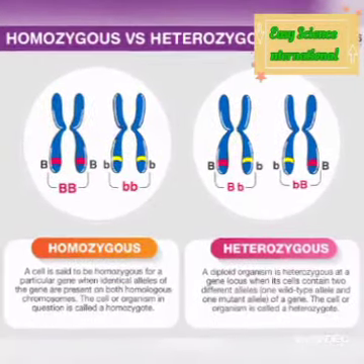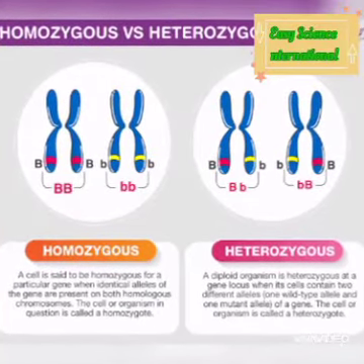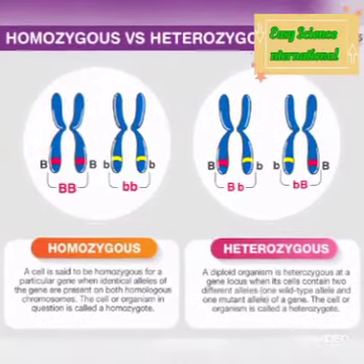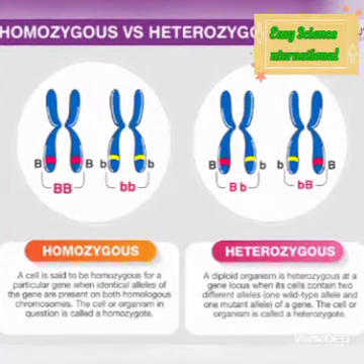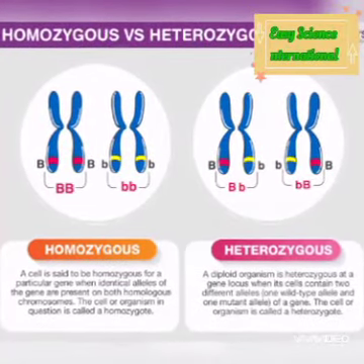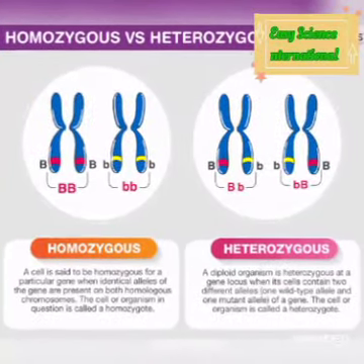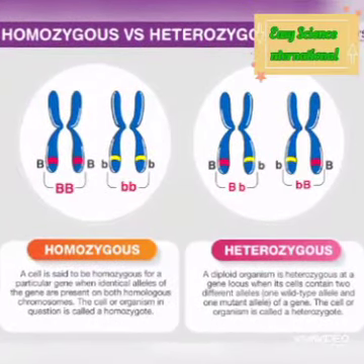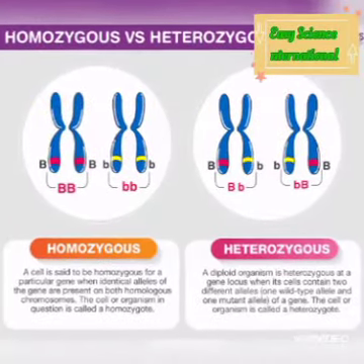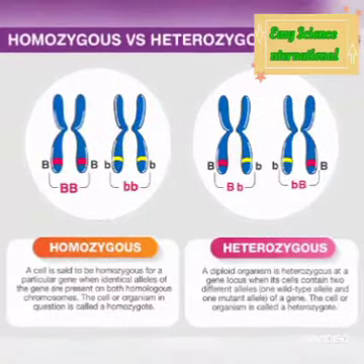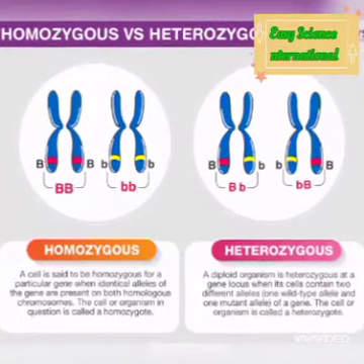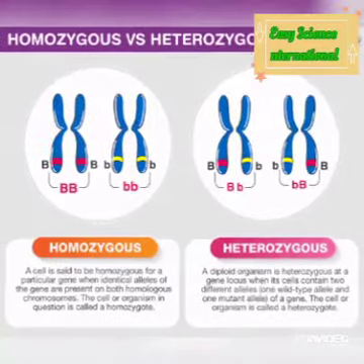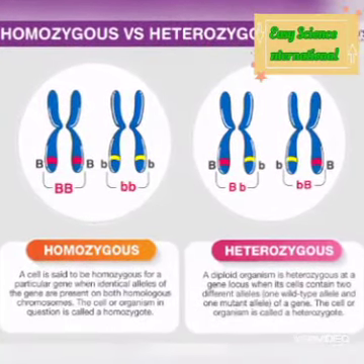Heterozygous. As the word heterozygous, with its word hetero meaning different, suggests, a diploid organism is heterozygous at a gene locus when its cells contain two different alleles, one wild-type allele and one mutant allele of a gene. The cell or organism is called a heterozygote.